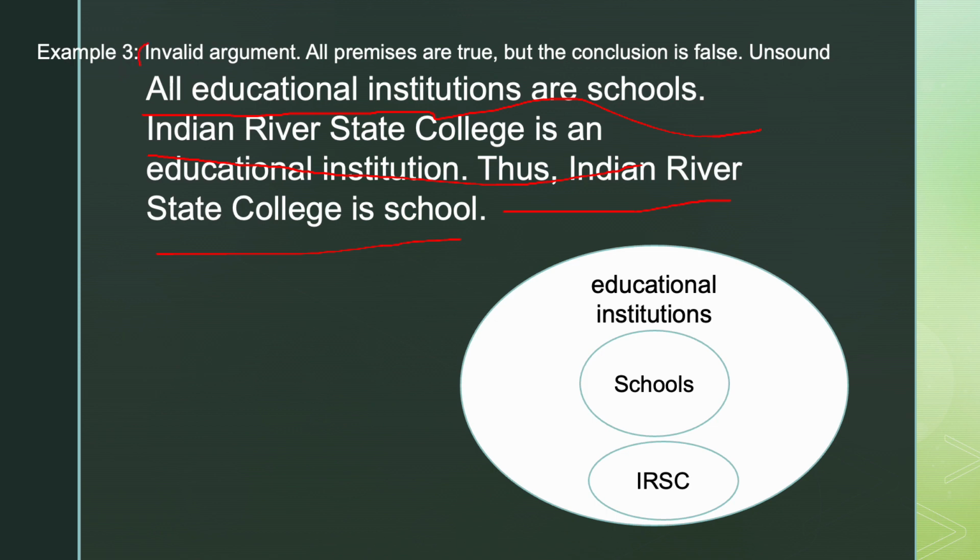This example is an invalid argument, but unlike the other one, all the premises are true, but the conclusion is false. As we know, all educational institutions are schools, and Indian River State College is an educational institution as well, but it is not a school. This makes the argument invalid. Therefore, the argument is unsound.